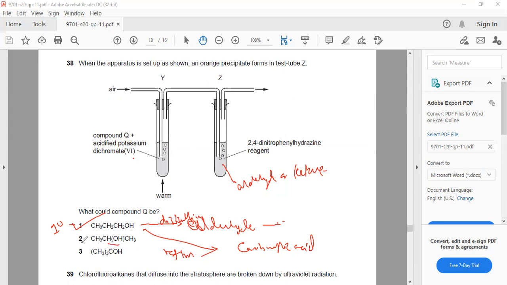Yes, this is secondary alcohol. Secondary alcohol forms ketone on oxidation. Ketone will come here and give orange PPT. This is tertiary alcohol. Tertiary alcohol does not react with dichromate. Tertiary alcohol is not oxidized. So 1 and 2, B is the answer.